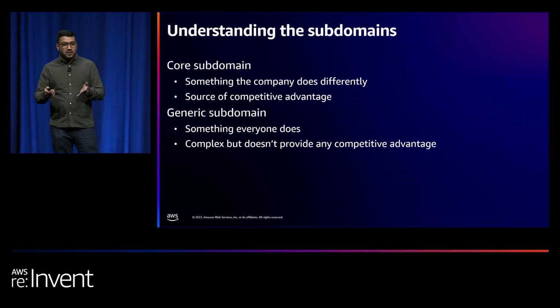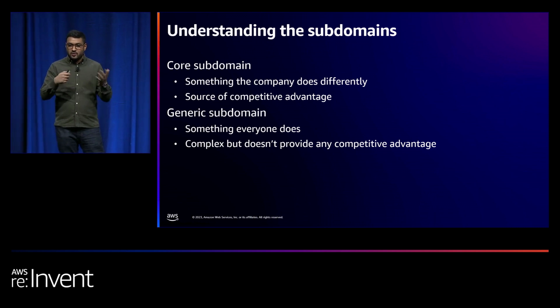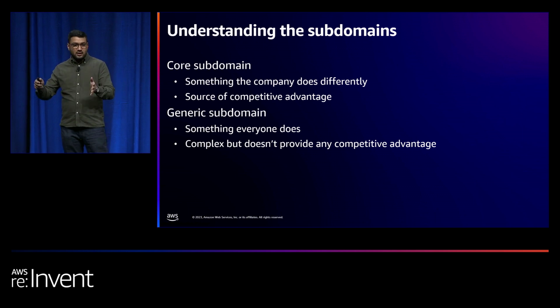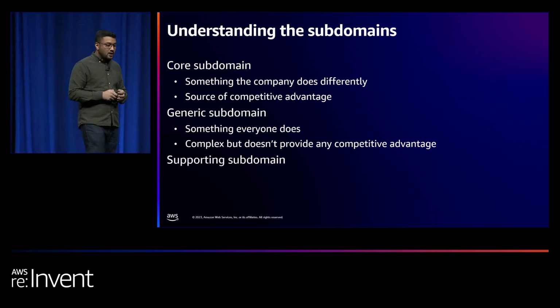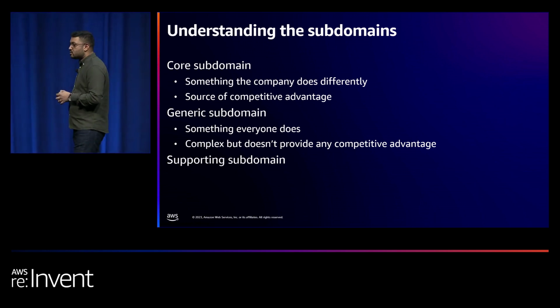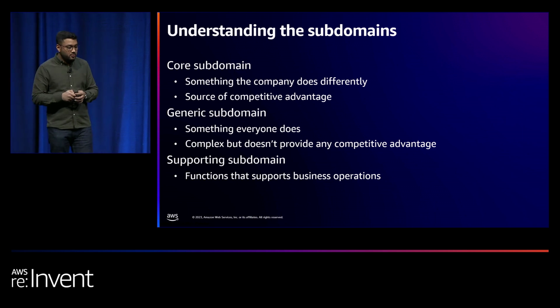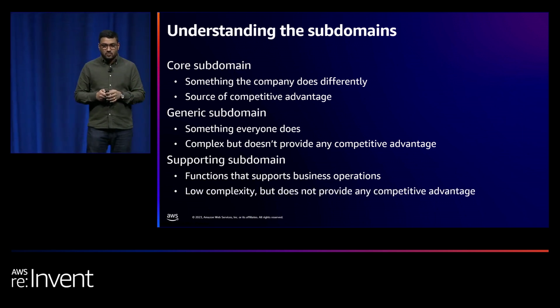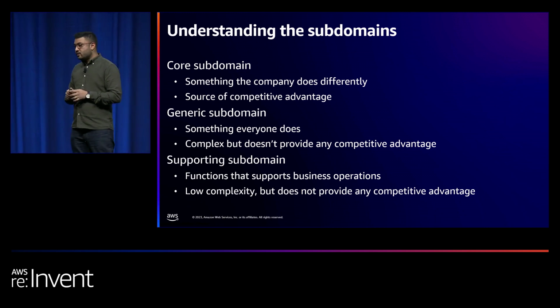A classical example is accounting. Accounting everybody needs, but you having a fancy accounting software and having a software that just works is not going to give you any competitive advantage. And there is something called a supporting subdomain, which, as the name suggests, supports the business operations. It is low complexity most of the time and does not provide any competitive advantage.